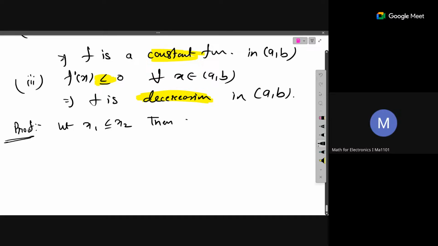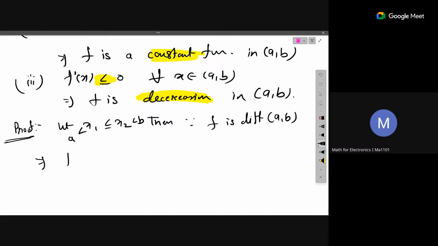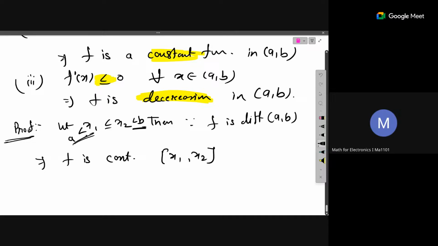Then since our function is differentiable over this interval (a, b), and x1 and x2 lie between a and b, we can say that f is continuous over the closed interval [x1, x2], because being differentiable over the open interval (a, b) means it is continuous over the open interval (a, b). And if it is continuous over (a, b), it is obviously continuous over the closed interval [x1, x2], because x1 and x2 lie strictly between a and b.